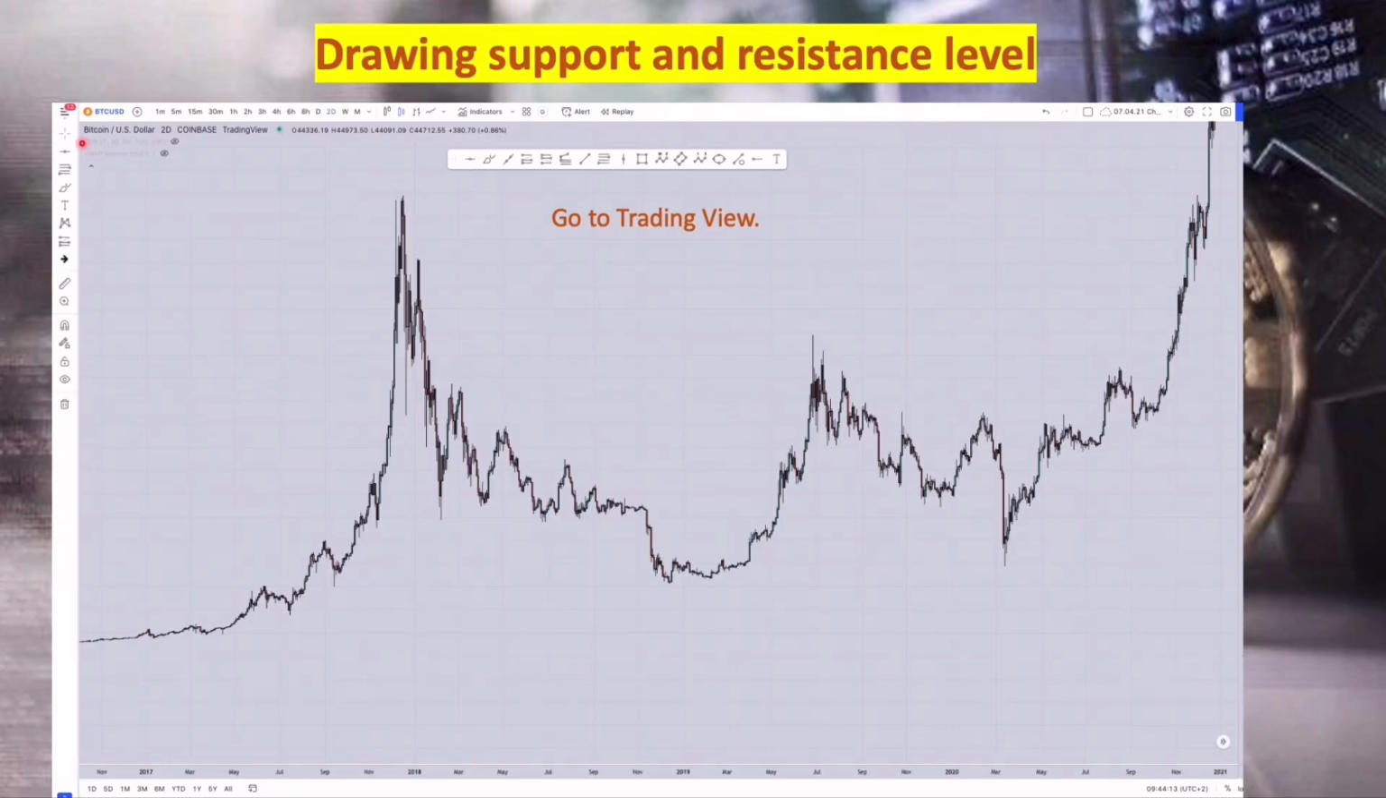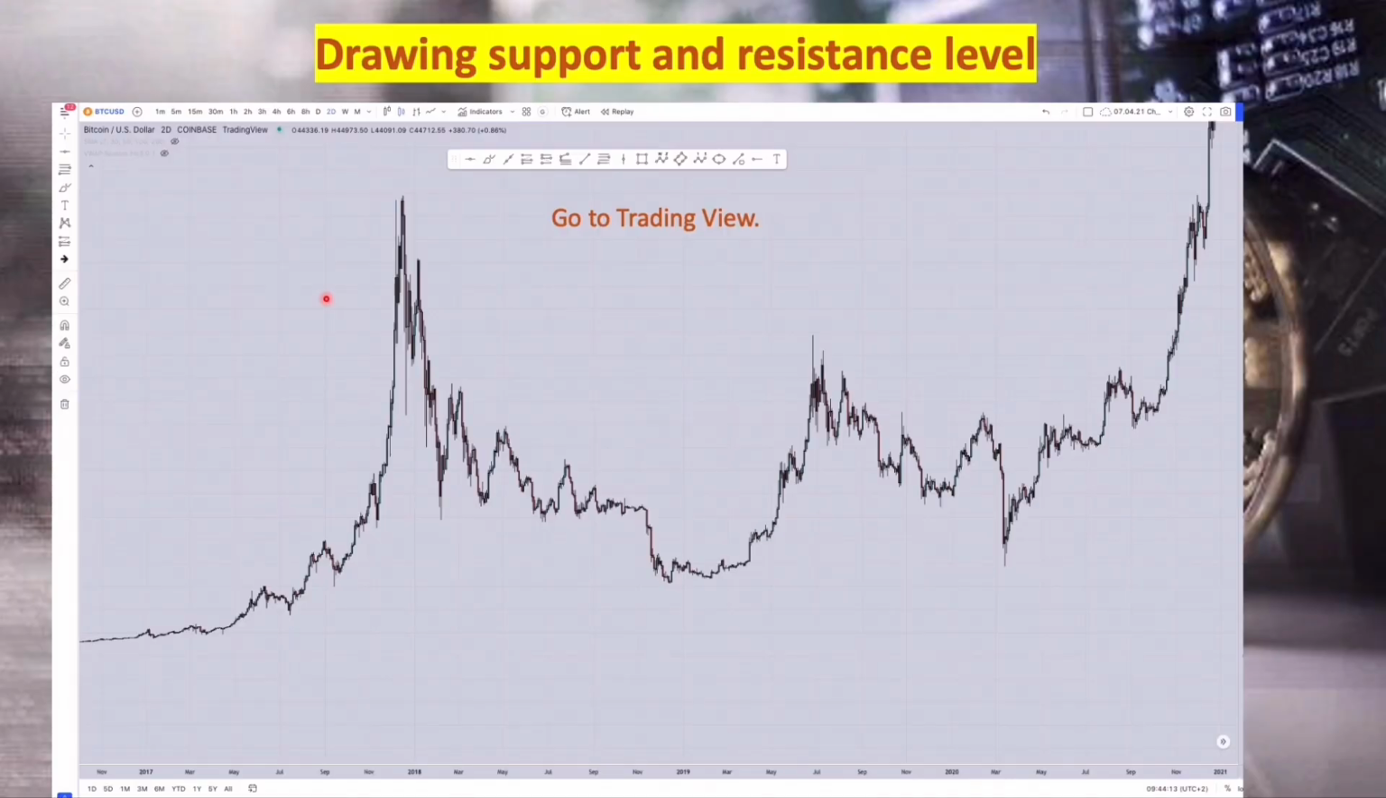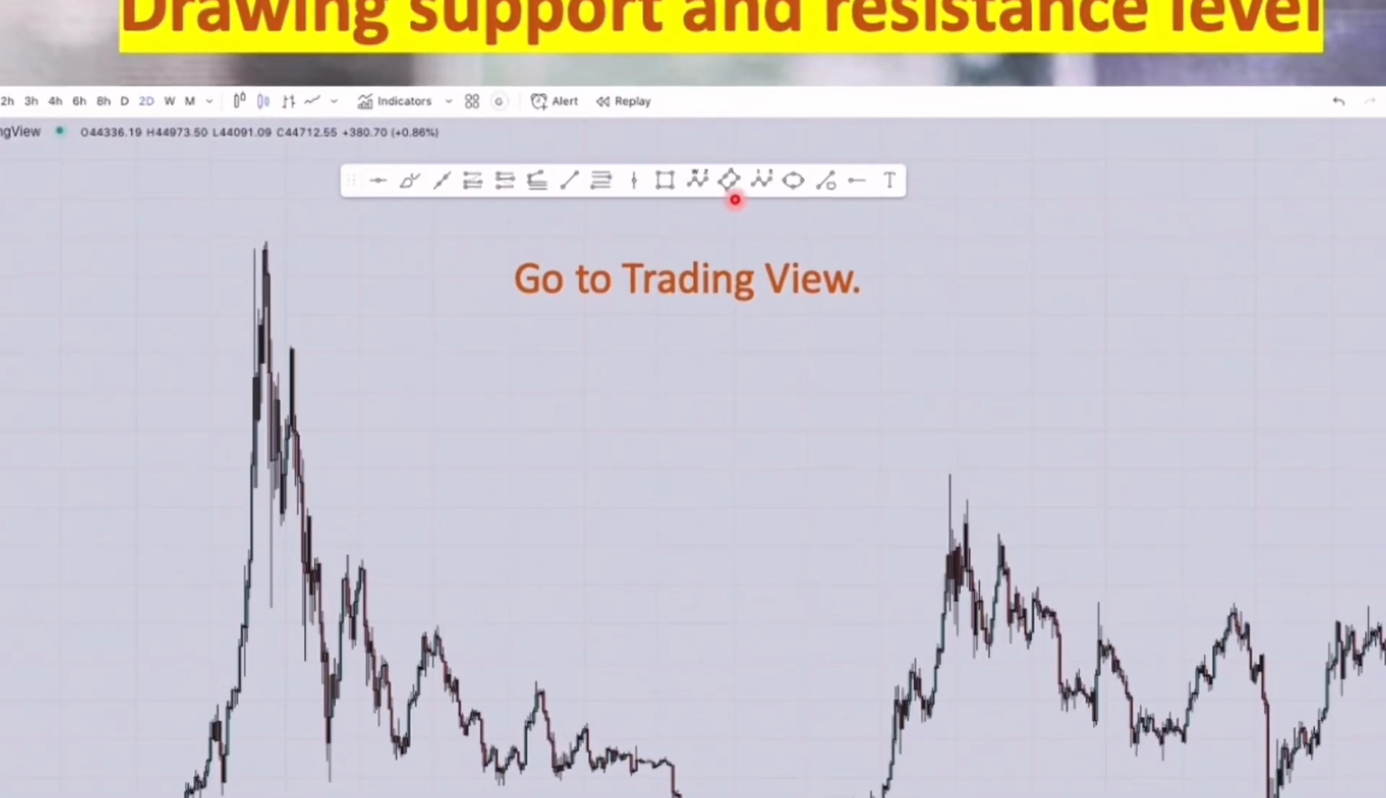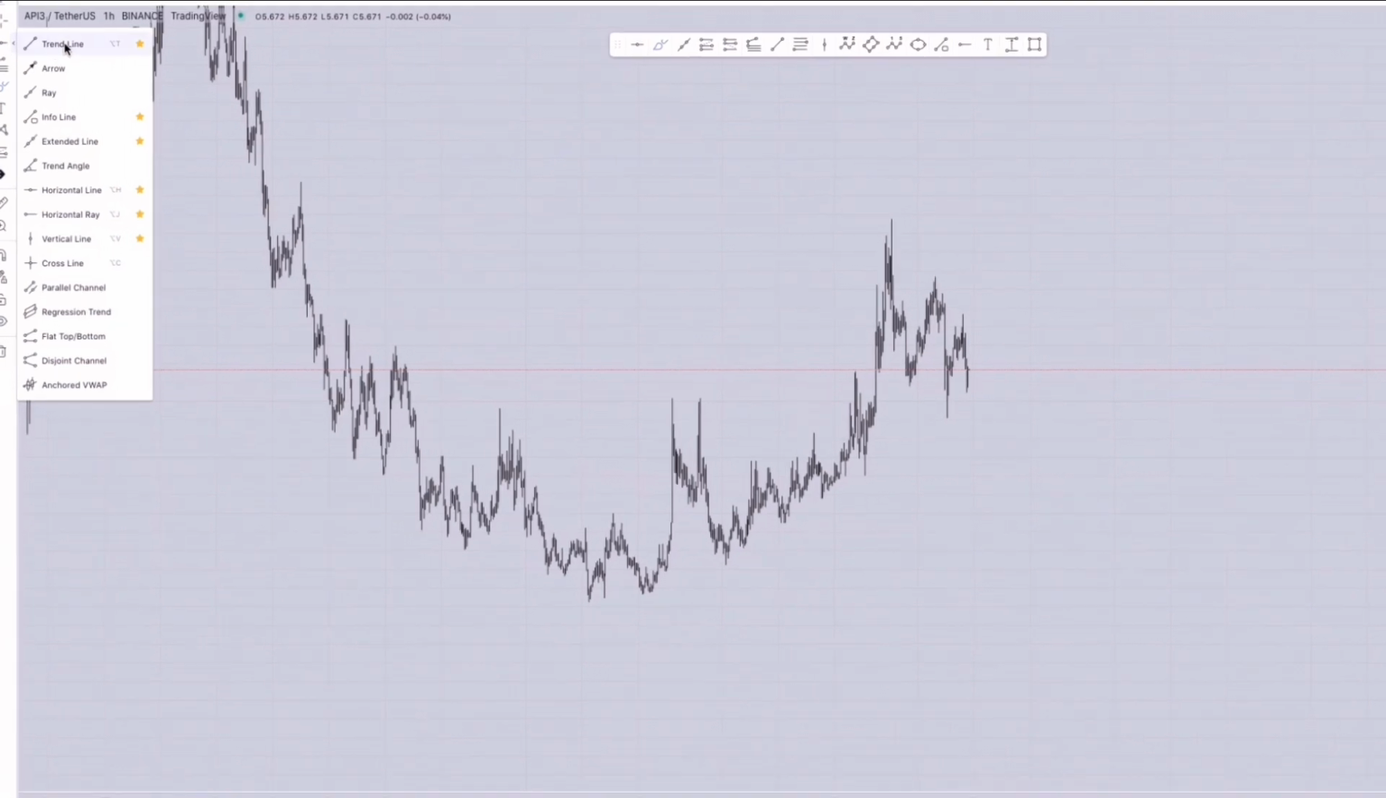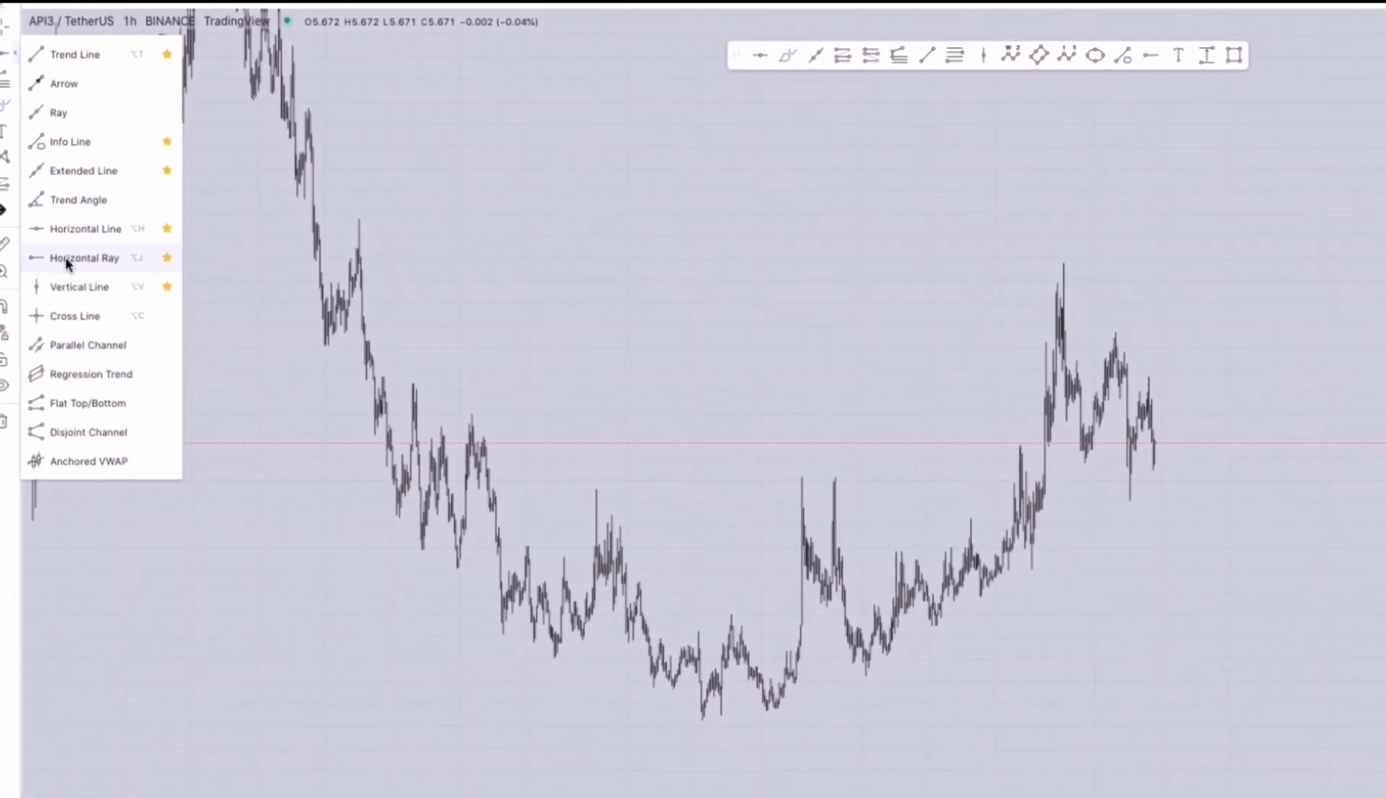So to draw support and resistance we are going to go to TradingView and open a free account. It's free and I will leave the link in the description below. Next, you will go to this side and activate some features and lines. You are going to add some lines and features to this favorite box. Here you go, and activate some lines.